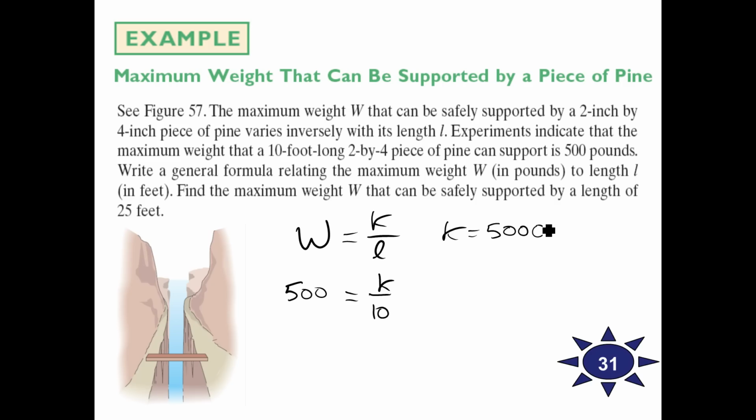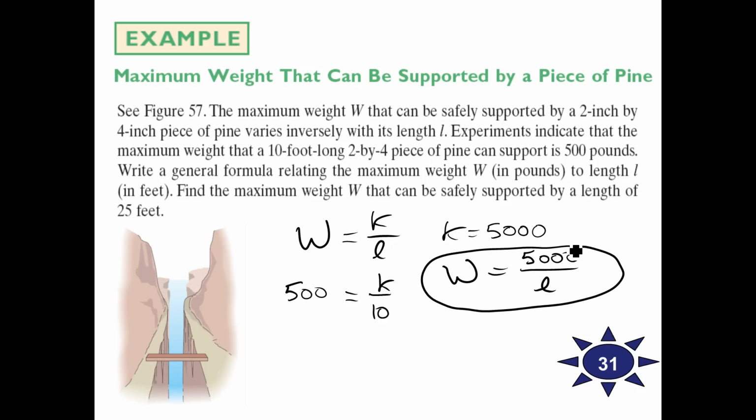A general formula relating the maximum weight to the length would be W equals 5,000 over L. There's our general formula. Let's find the maximum weight that can safely be supported by a length of 25 feet. So W equals 5,000 divided by 25. 25 goes into 100 four times, and so 5,000 divided by 100 would be 50. 50 times 4 is going to be 200.